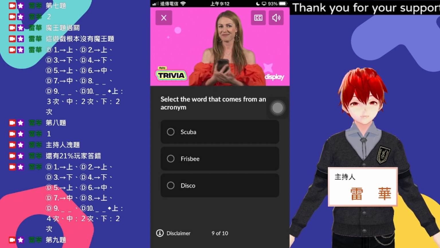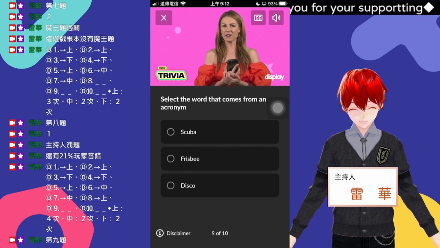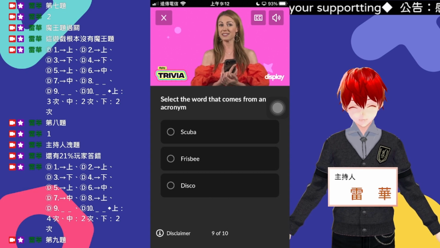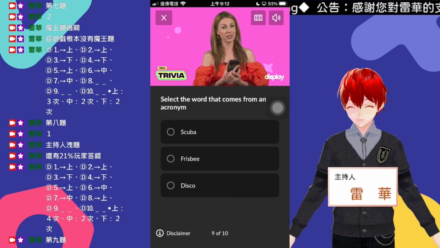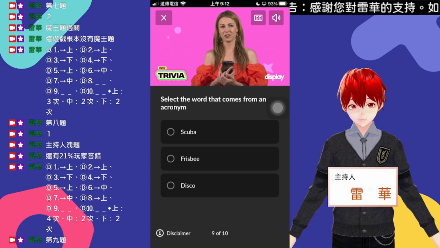Question 9. Select the word that comes from an acronym. Scuba, frisbee, disco. Select the word that comes from an acronym. Scuba, frisbee, disco.